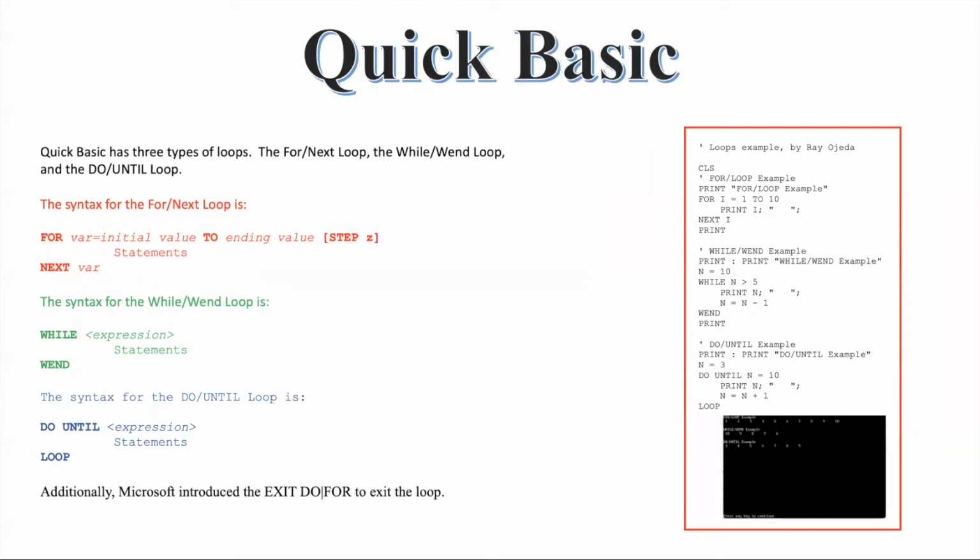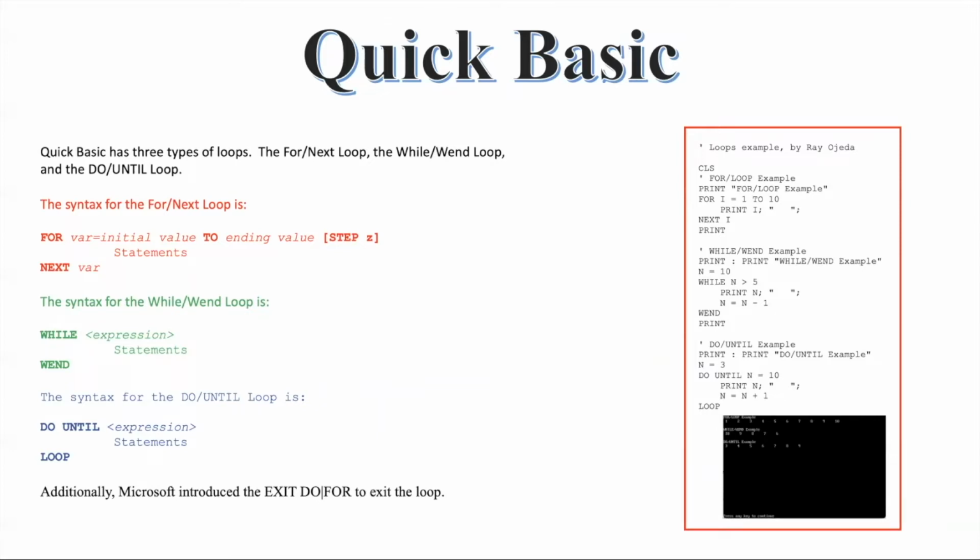Quick Basic has three types of loops. The for loop, which is identical to the one in GW Basic, the while when loop, and they went ahead and added the do until loop. And this is the third type of loop that was additionally added. In my examples now, of course, I got rid of the line numbers. Now my for is cleaner: for I equals 1 to 10, print I. My while and when is the same. I'm just getting rid of the line numbers. But now I have a do until example because now they added that in Quick Basic. In my example here, I have n equals 3, do until n equals 10, n equals n plus 1, print n, loop.